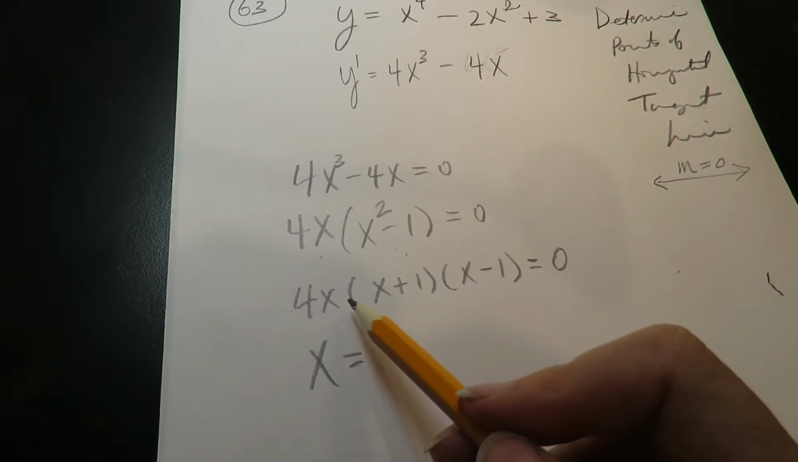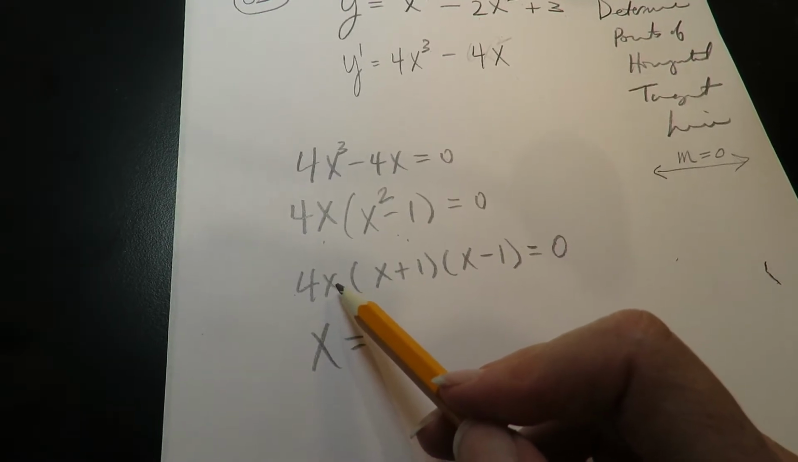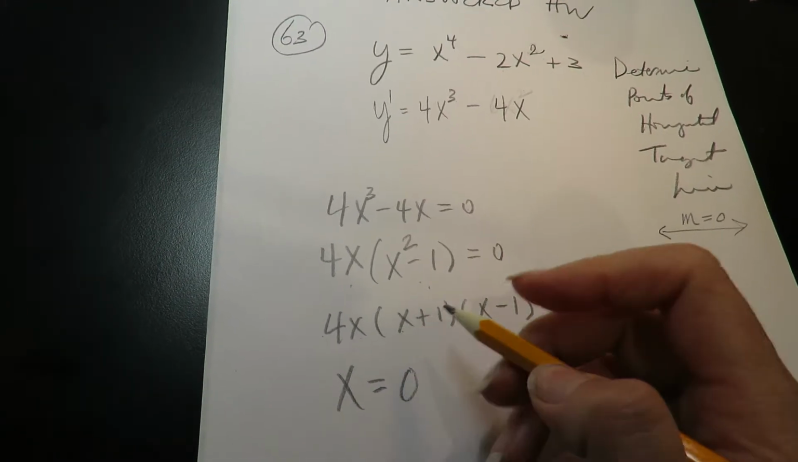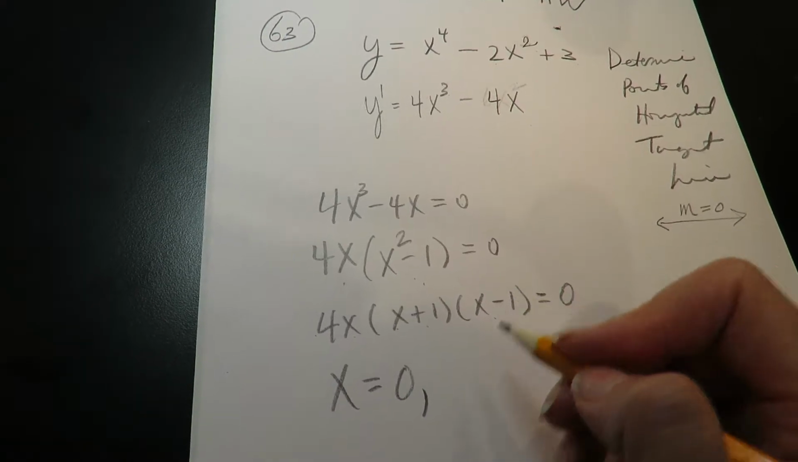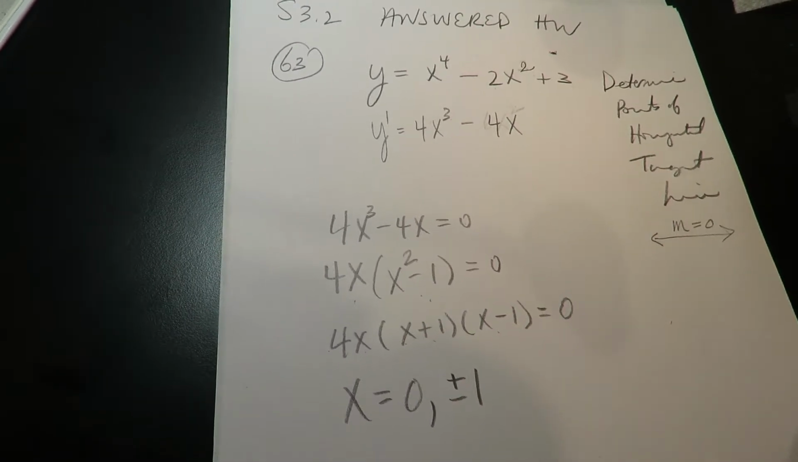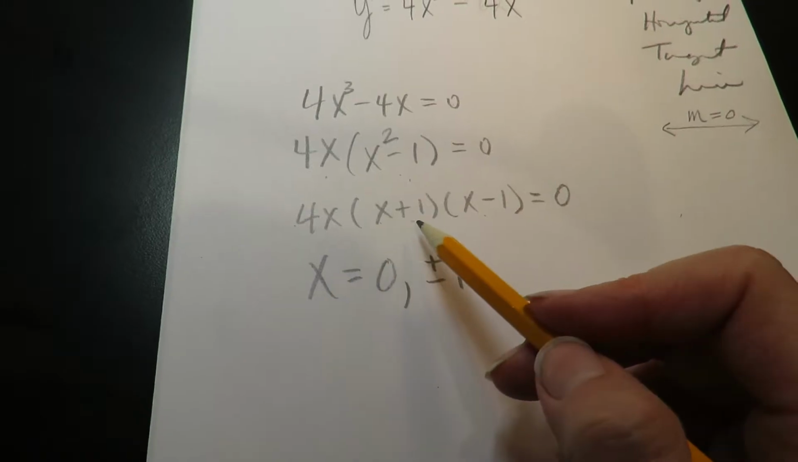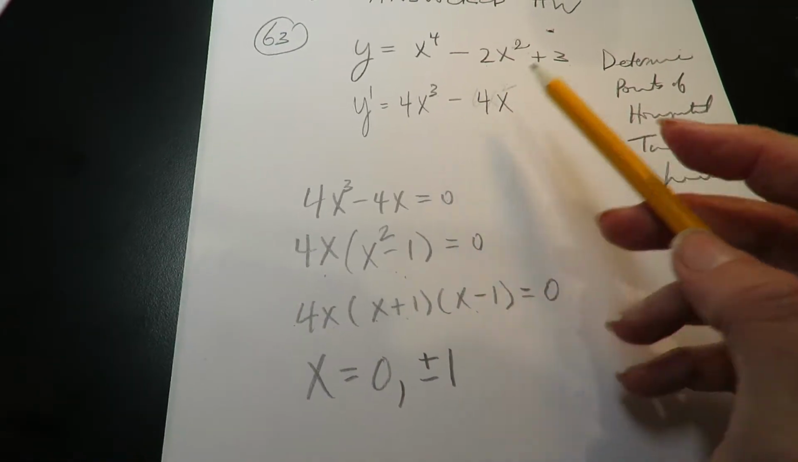Okay, so all the places that this is going to equal 0: if this x is 0, if this x is -1, and if this x is +1. So all of these x values will make the derivative equal to 0.